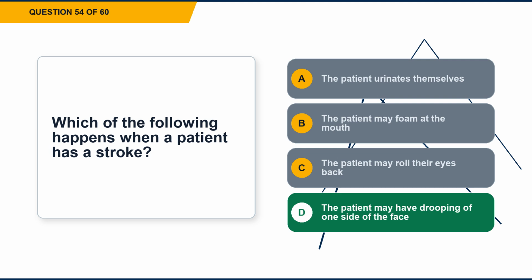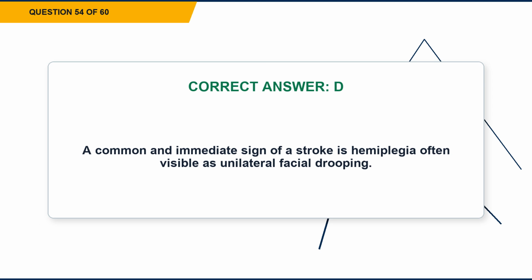The correct answer is option D, the patient may have drooping of one side of the face. Explanation: a common and immediate sign of a stroke is hemiplegia, often visible as unilateral facial drooping.